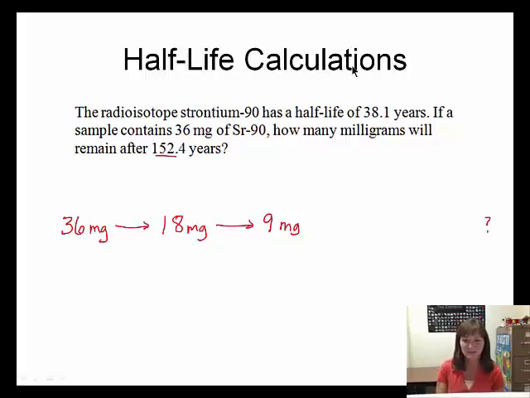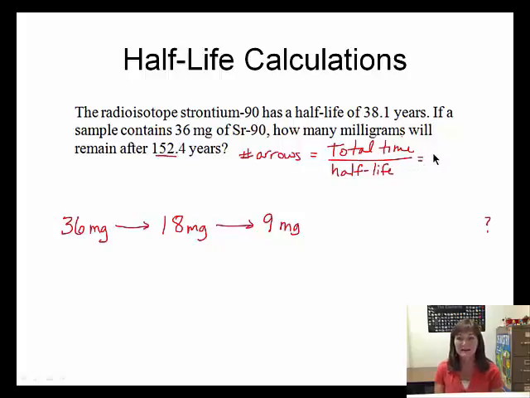So I'm going to digress here for a second, to figure out the number of arrows, just in case you want to use this method. That's going to equal your total time divided by the half-life. So in our case, the total time that occurred was 152.4 years, and the half-life is 38.1, and that is going to equal 4. So it went through 4 half-lives. So I'm going to need 4 arrows.